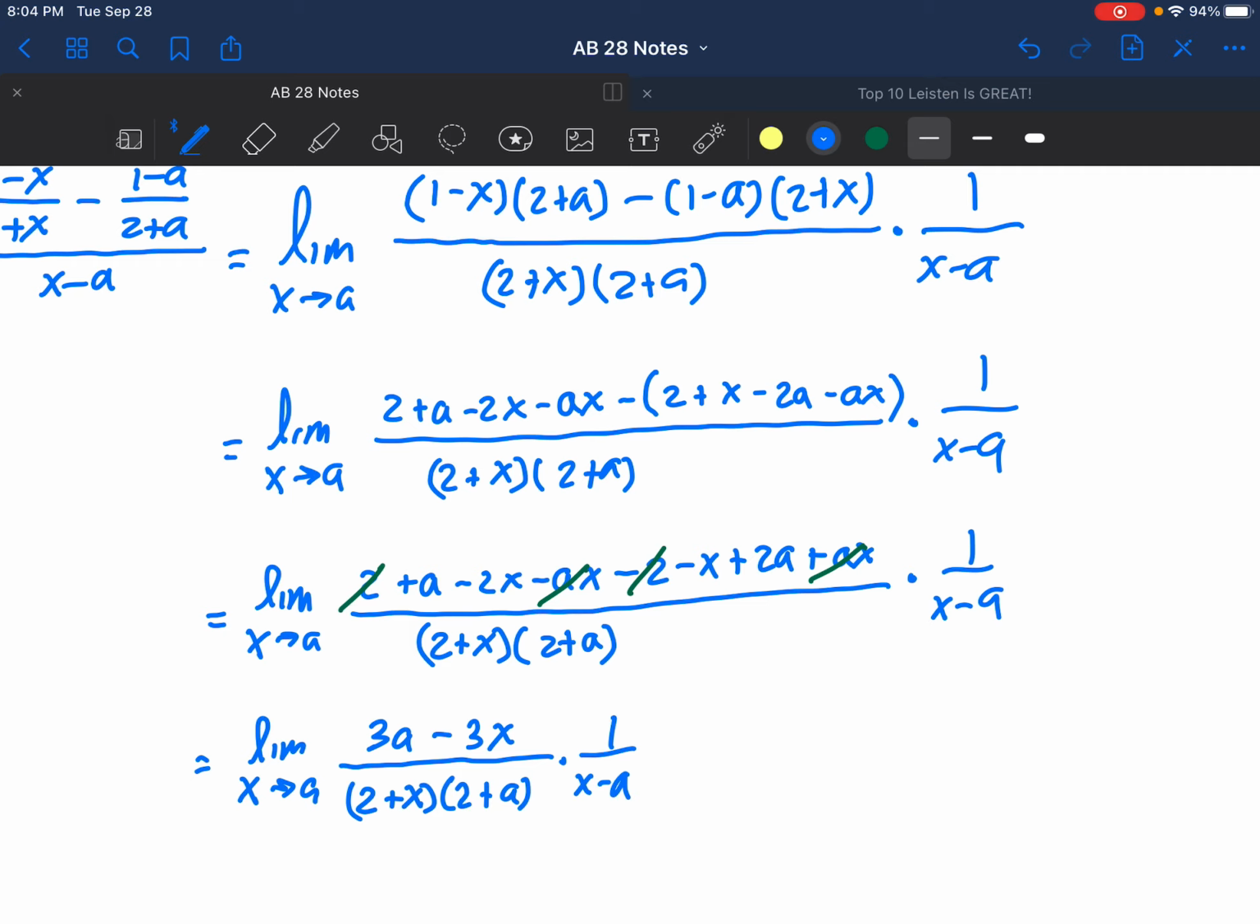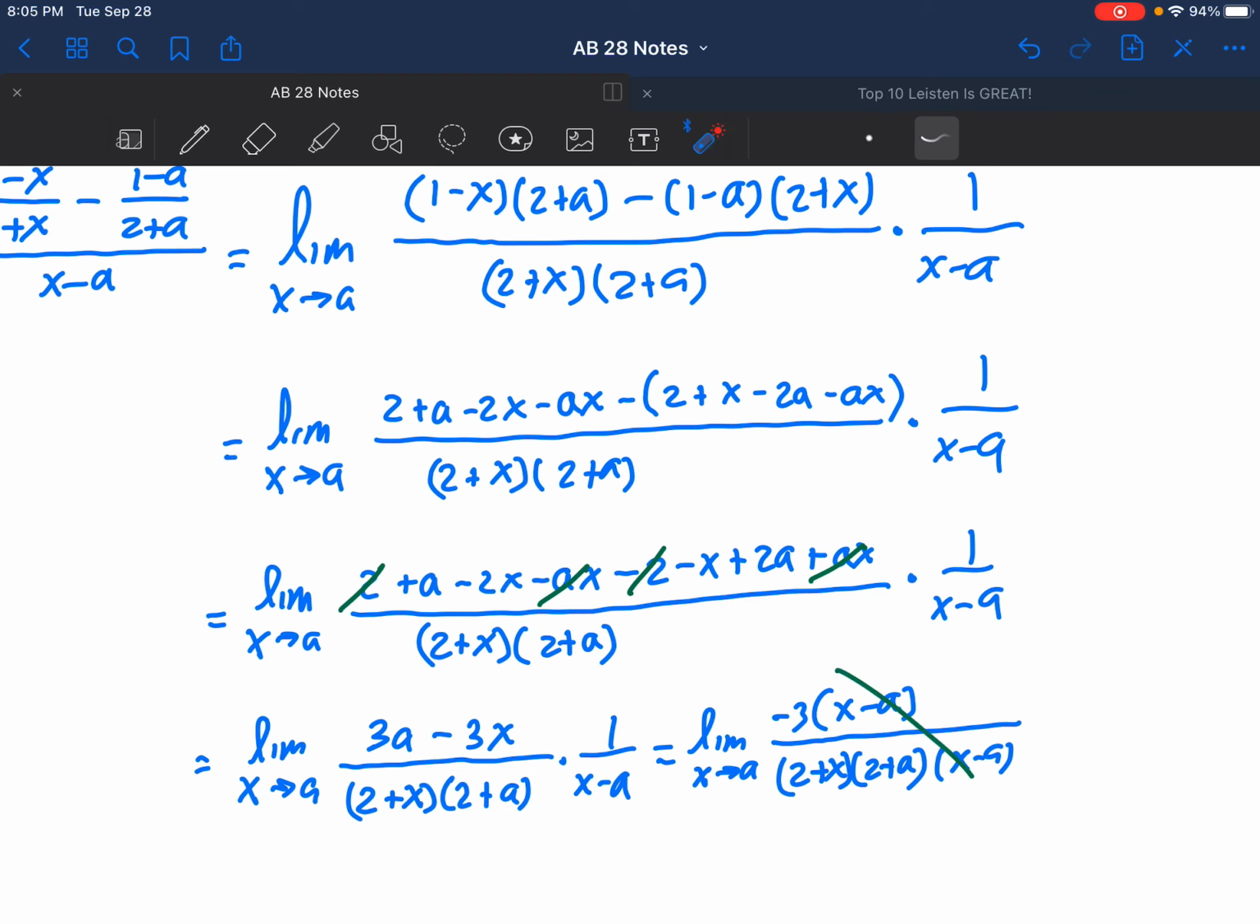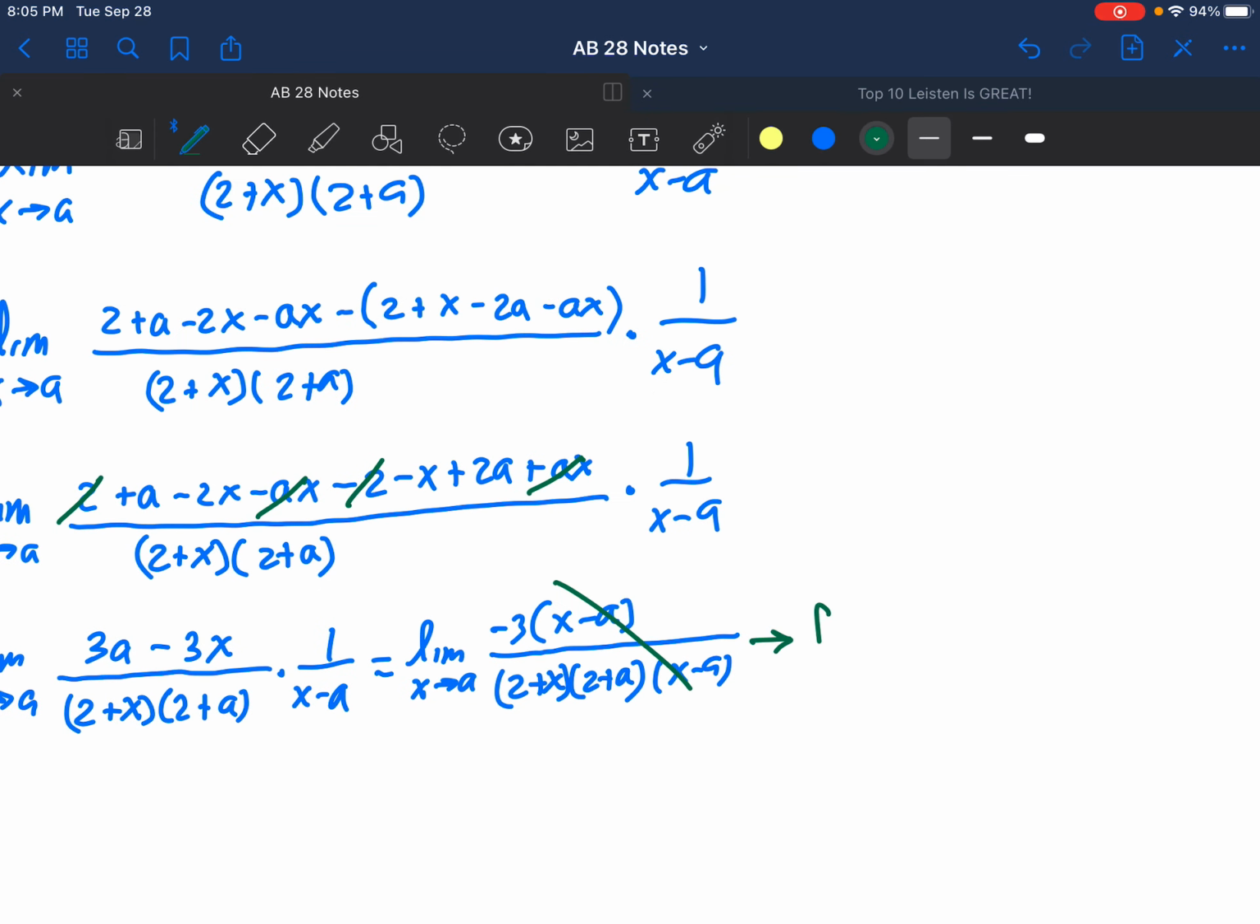In that numerator, I'm going to factor negative 3. Limit as x approaches a, factor negative 3, which leaves us with x minus a. There's our common factor, over 2 plus x, 2 plus a, times x minus a. And applying our limit definition, f prime of a would be negative 3 divided by (2 plus a) squared, or f prime of x is negative 3 over (2 plus x) squared.